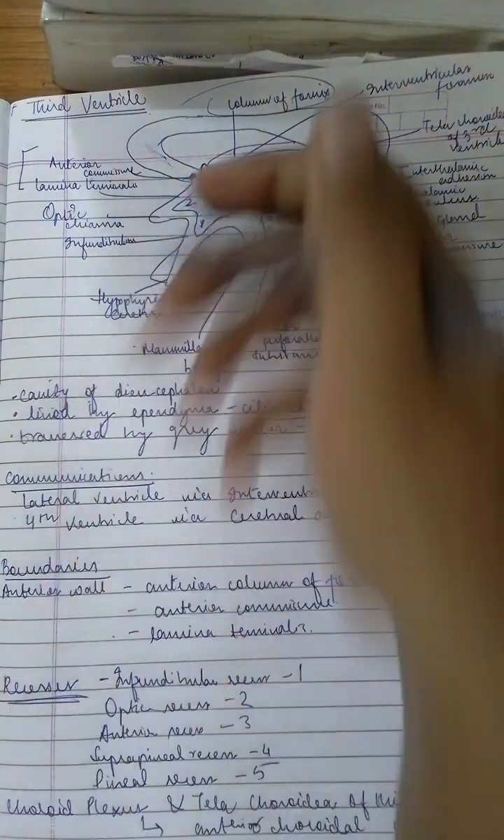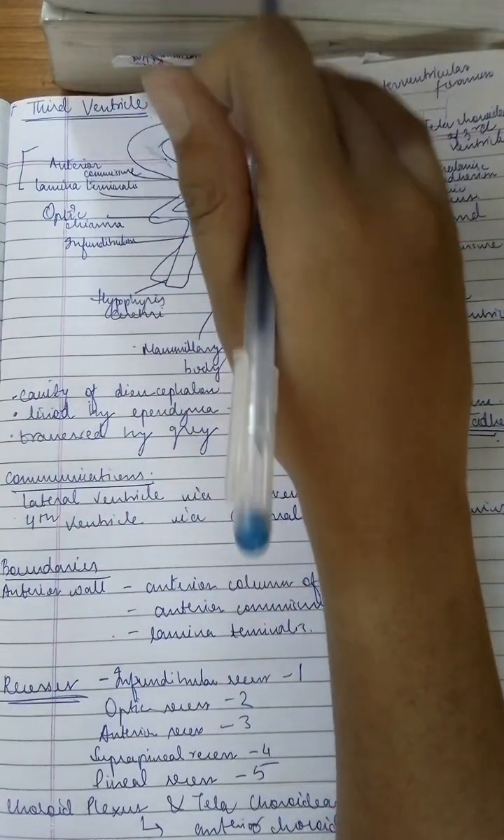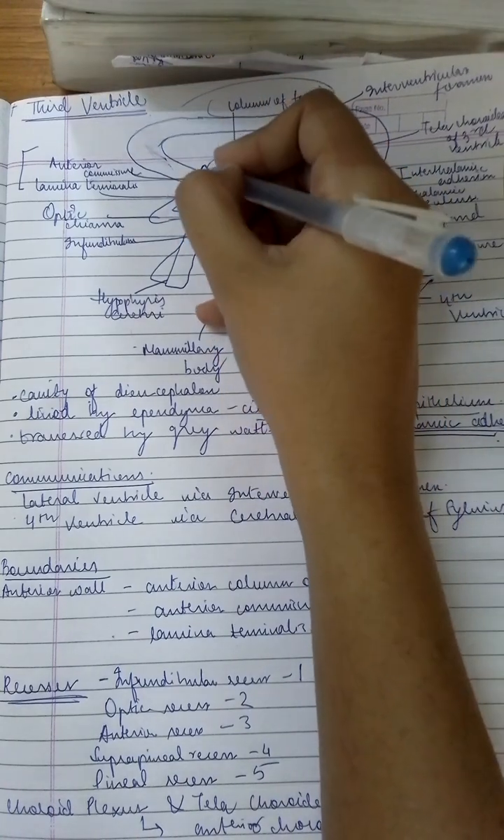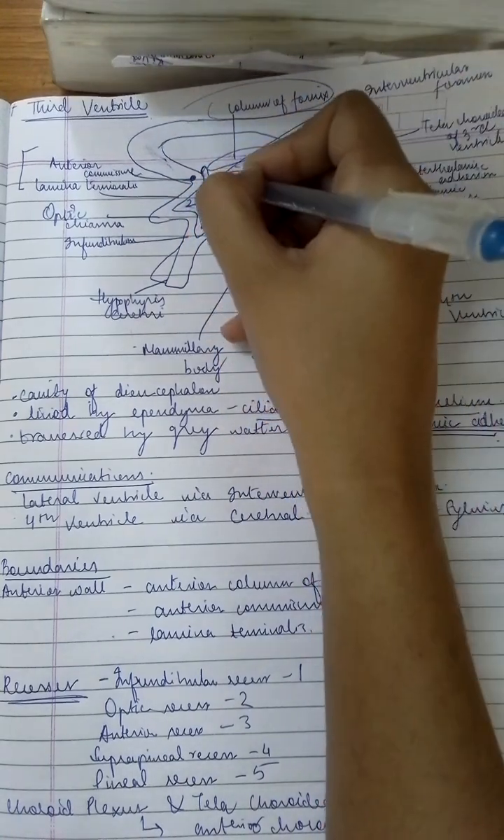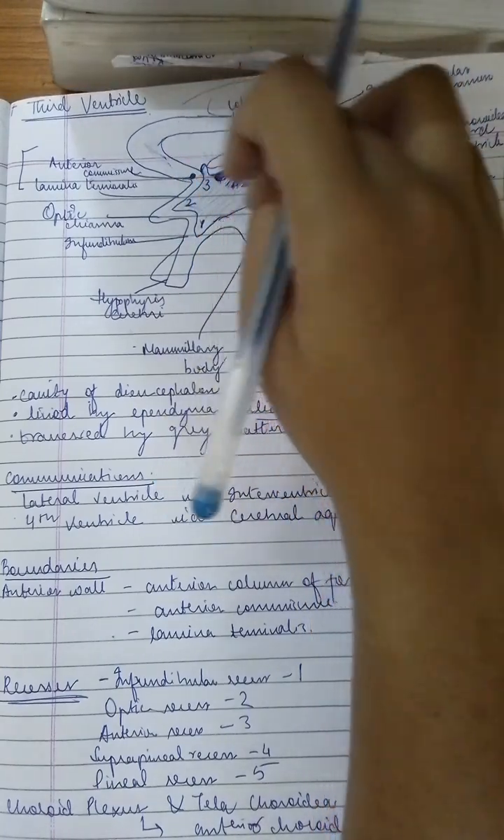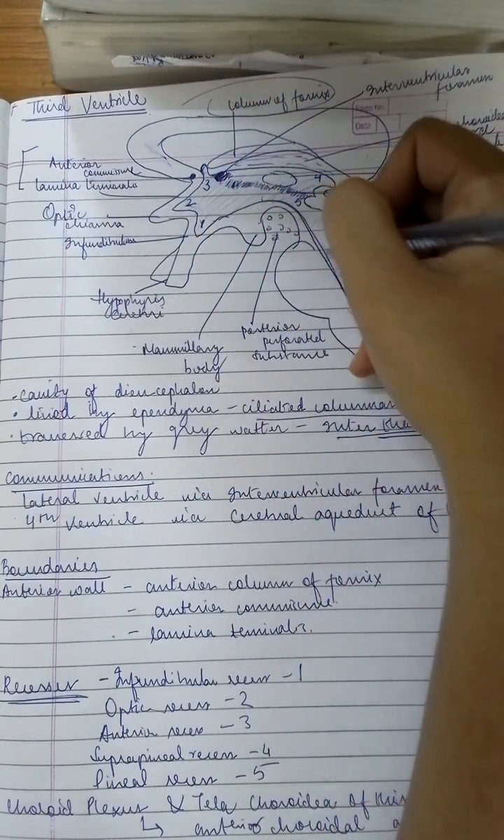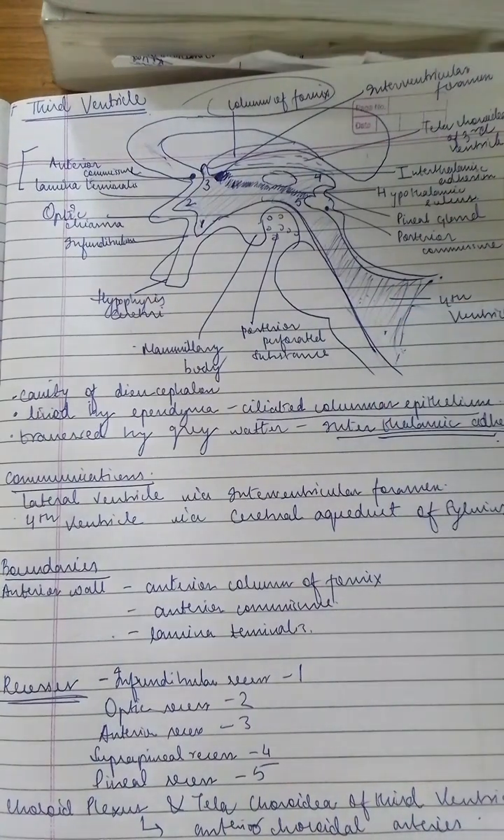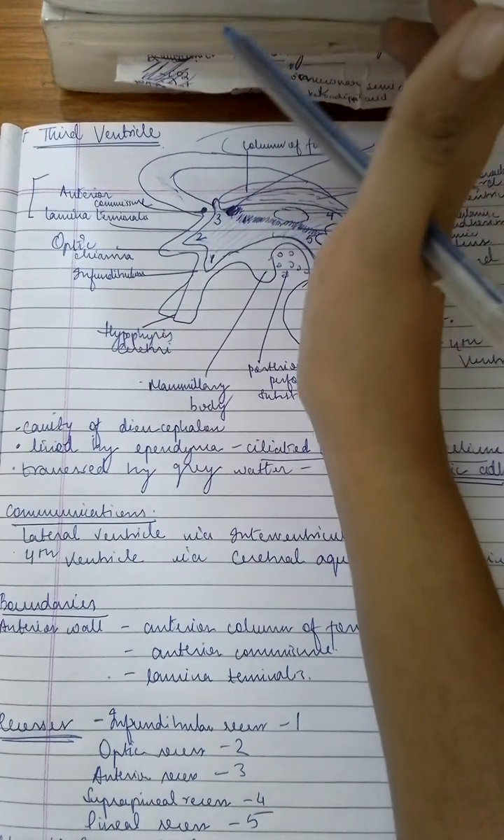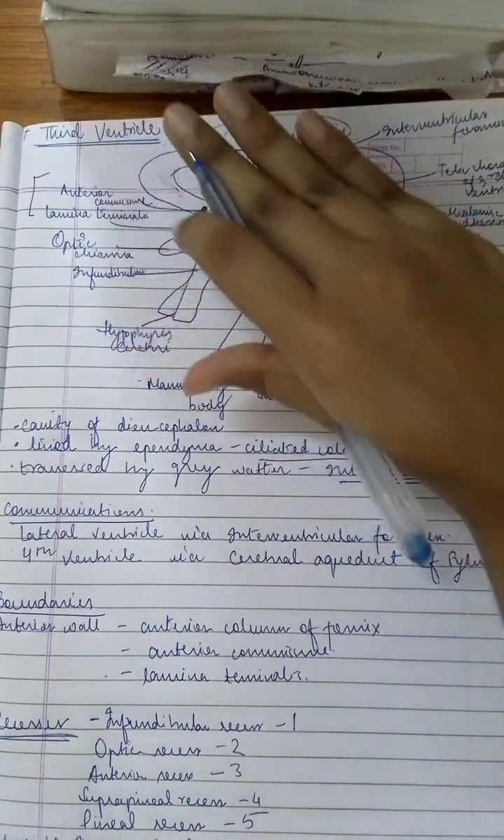Then communications: it is communicating with the lateral ventricle through the interventricular foramen. This is the interventricular foramen. Through this opening, it is communicating. The third ventricle is communicating with the lateral ventricle, and through the cerebral aqueduct, it is communicating with the fourth ventricle. Then come the boundaries: the anterior wall, posterior wall, medial wall, and the lateral wall is here.